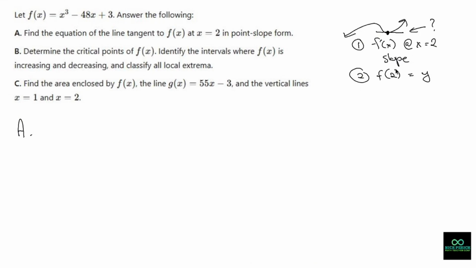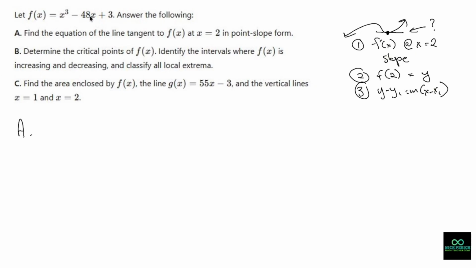Once we have our slope, and we find out what happens at f of 2, and by the way, yes, f of 2, not f prime of 2. F prime of 2 gives a slope, f of 2 gives us a point. Once we have that, we write out our point slope form, which is y minus y sub 1 equals m times the quantity x minus x sub 1. All right? So those are our 3 steps. So let's take the derivative, plug in 2, and that will give us our slope.